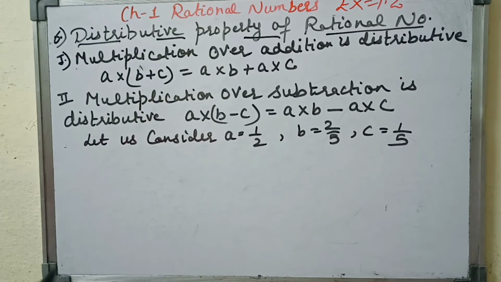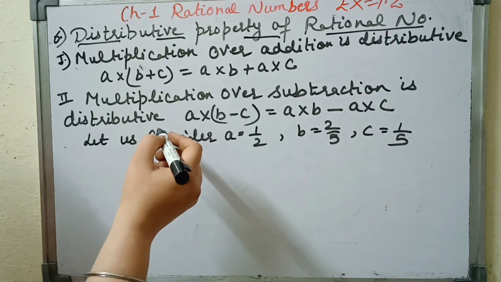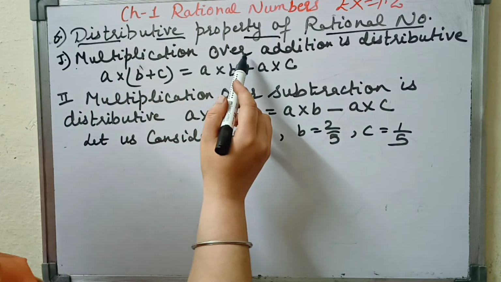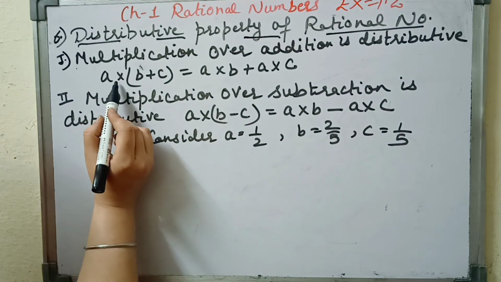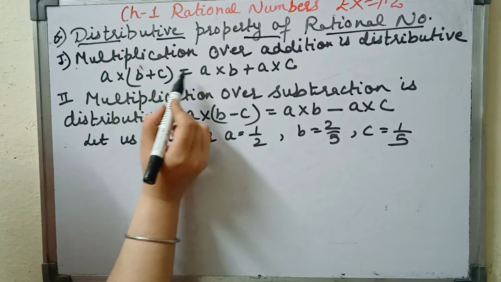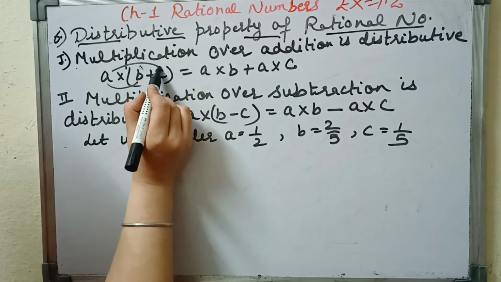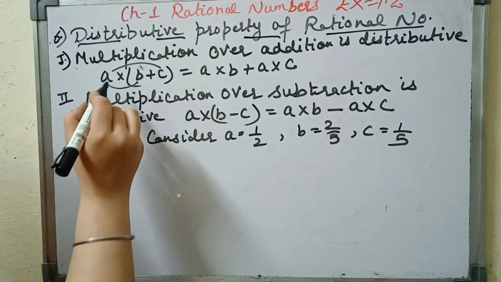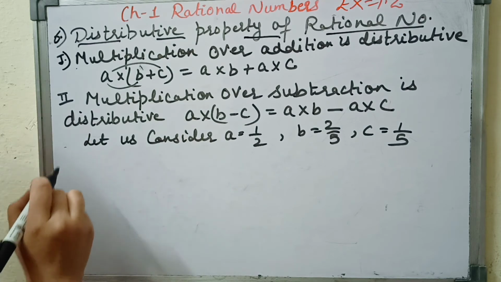The sixth property is distributive property of a rational number. This property further has two parts. Multiplication over addition is distributive. According to this part, A multiplied by B plus C is equal to A multiplied by B plus A multiplied by C. In this property, the two operations, multiplication and addition, are performed together.